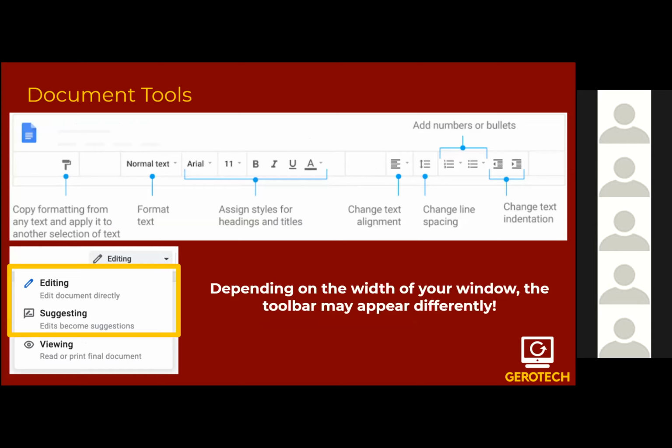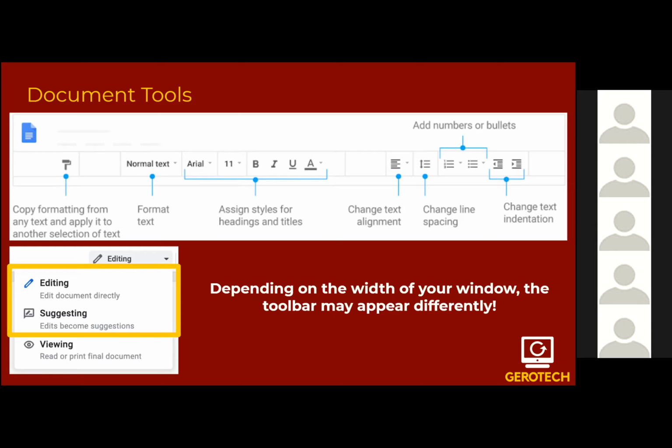If you want to add numbers or bullets, if you want to change the text alignment or line spacing, again, those things can either be done under the format tab or across the top in the toolbar. And all of these are available in both the editing and suggesting formats. And so at the top right of your screen, you may see it says editing.